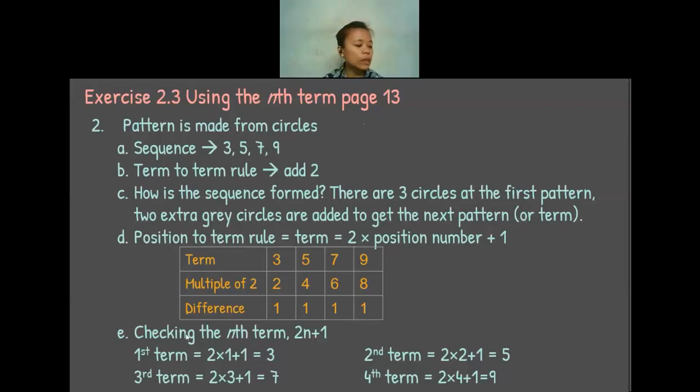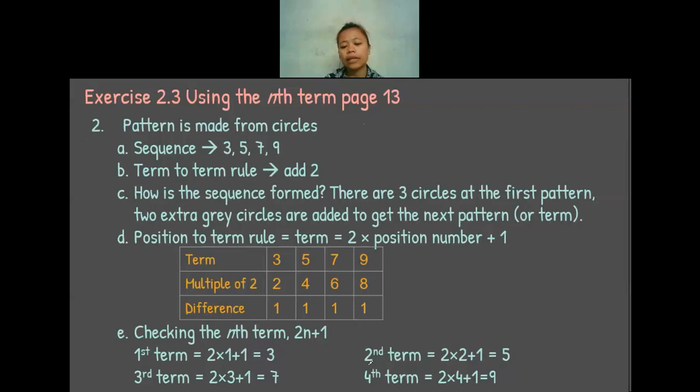And then for the question E, we need to do checking. We can replace the position number with the letter N. So for the N-th term, it will be 2N plus 1. But we need to check, is it correct if the N-th term of this pattern is 2N plus 1? So we will just replace the letter N with whatever term that we are going to find. For checking the first term, it's already given in your workbook as the example. For the second term, we need to replace the letter N with 2. Why 2? Because it is the second term.